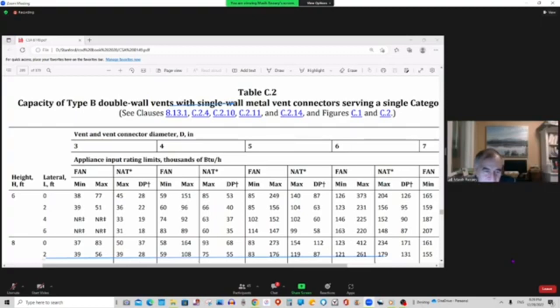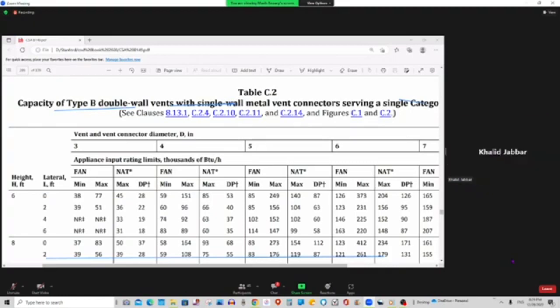Okay, I'll put the marker here. I'll put my ruler from A2. First of all, which table? C2. Why C2? I said B vent, single wall connector, single appliance, one appliance. What's the height? 8, L 2. What's the capacity? Capacity is 80,000. And what type of house? Tight house. So 80, under the first one, I go here.